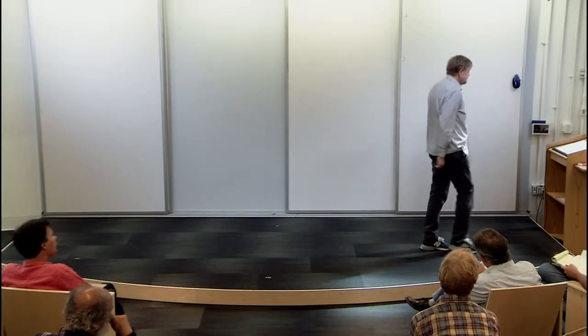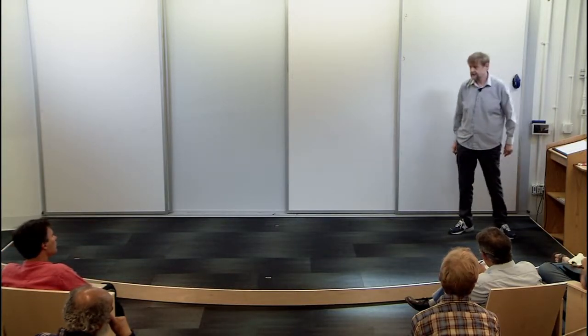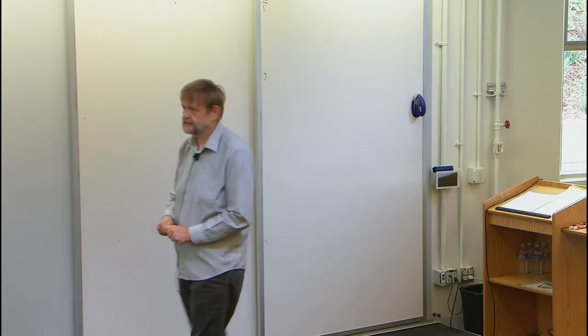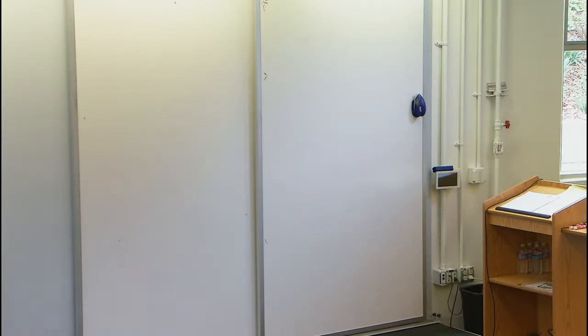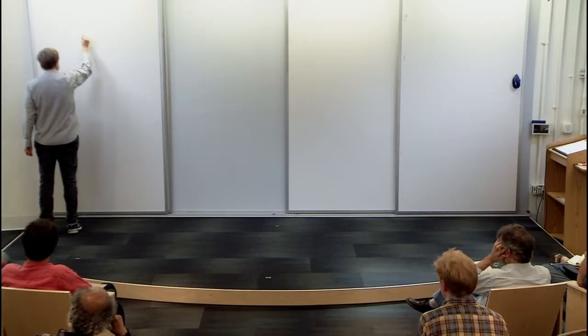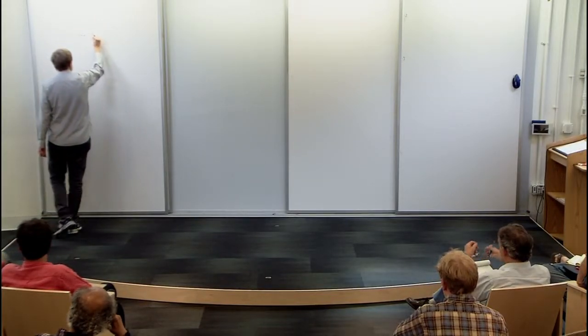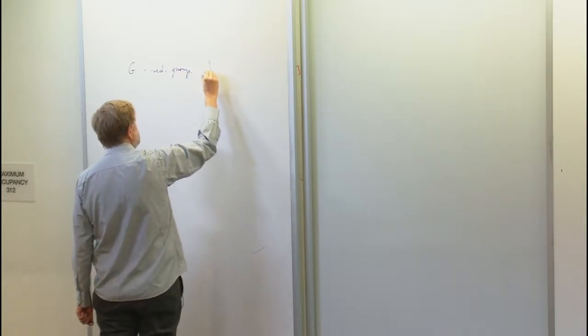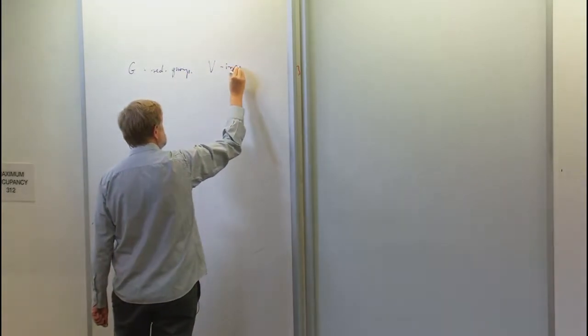So I will talk about, it's kind of like a reality check, right? I mean, if we are talking about the big orbits somewhere in the very big space, well, let's check if we can do something for small orbits where we can, for example, classify them and everything. So I'll be talking about G, say, a reductive group or semi-simple, maybe later. And V is, say, an irreducible representation.